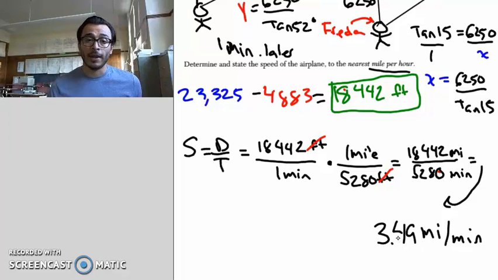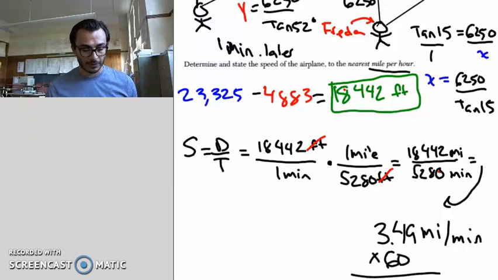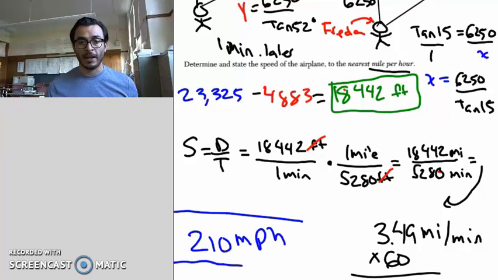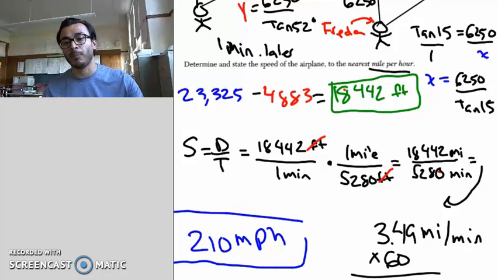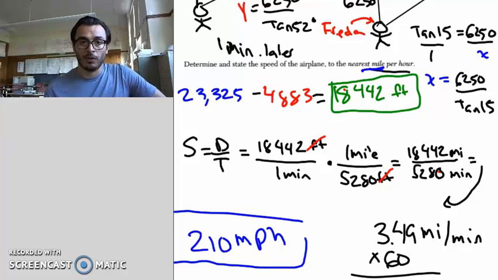That's how many miles it does per minute, but they want miles per hour. Well, there are 60 minutes in 1 hour, so all I need to do is multiply this by 60 and I get my final answer. My final answer is approximately 210 miles per hour. It actually works out to approximately 209.56, but it says to round to the nearest mile per hour. So we round to the nearest whole number. The final answer is 210 miles per hour.